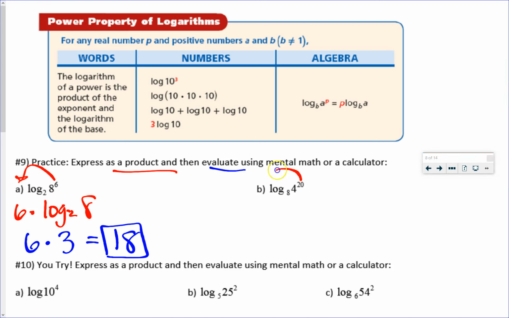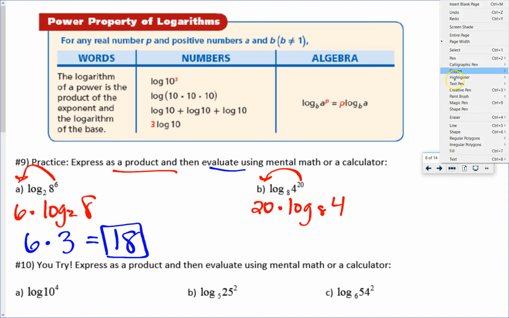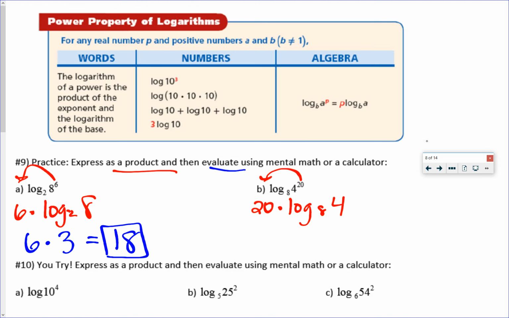Okay, part B, power of 20, move it to the front. Here is my product. The product is 20 times log base 8 of 4. Okay, evaluating, we have to evaluate log base 8 of 4. It's going to be a decimal or a fraction, and you will be okay. So log 4 over log 8 gives me what? 0.6. Pretty sure it's 0.66666. Yes, it's 2/3. Yeah. Okay. If you didn't get 2/3, try again. Log 4 divided by log 8, base on the bottom. Okay? And it's the same thing as, like I said, 0.6 repeating.